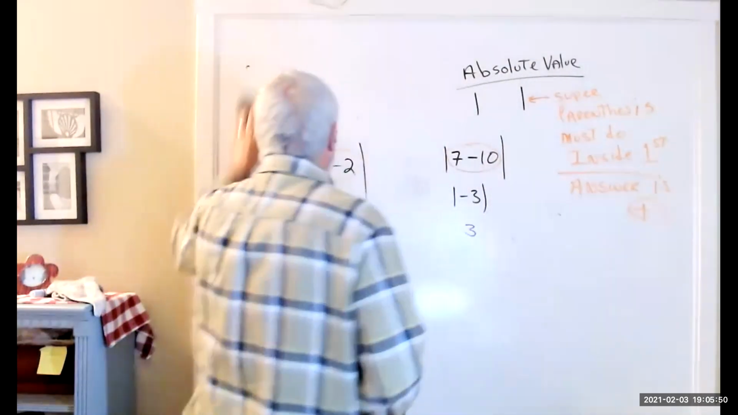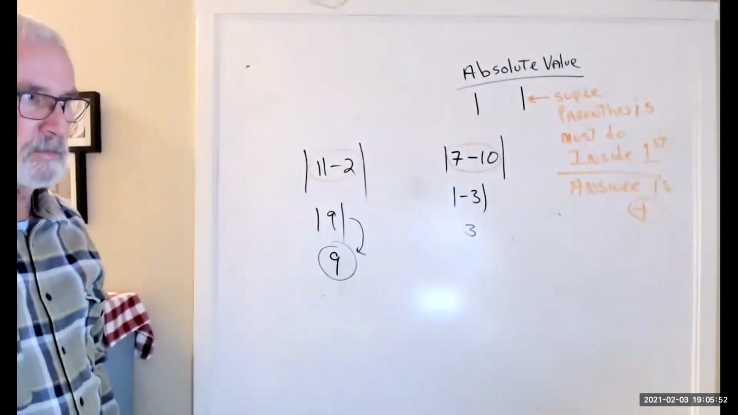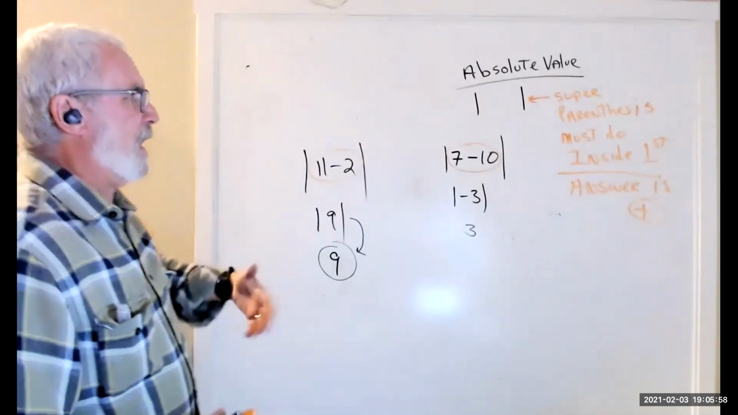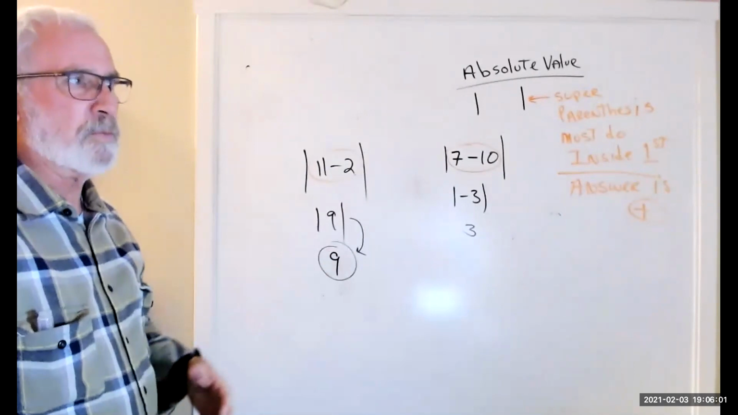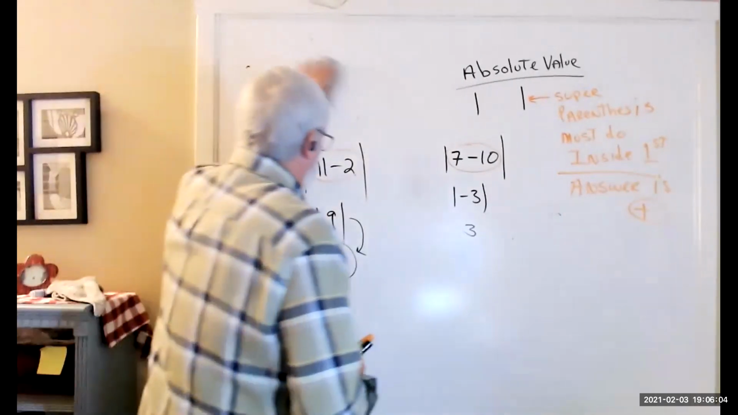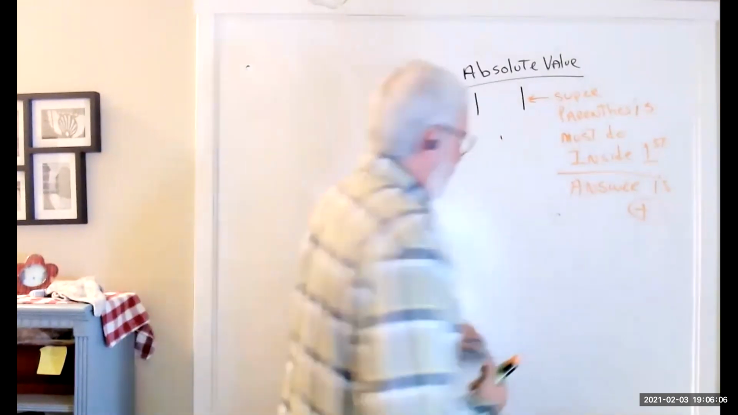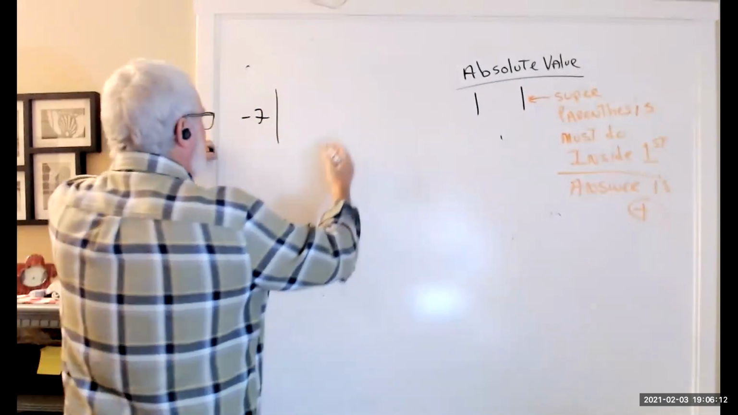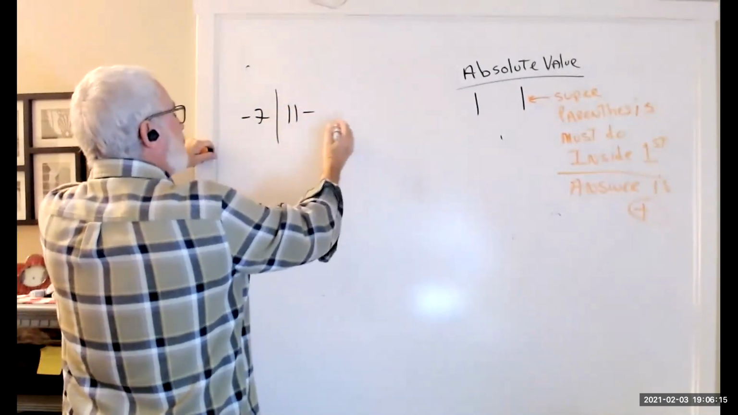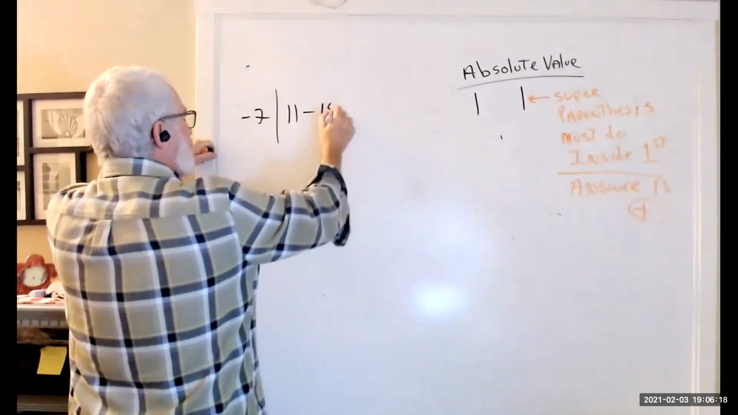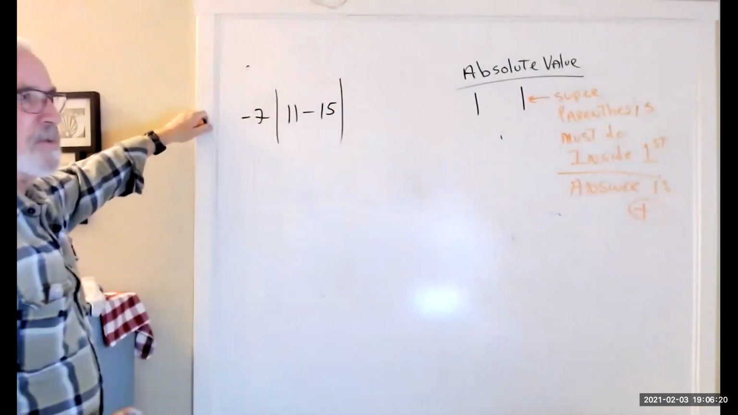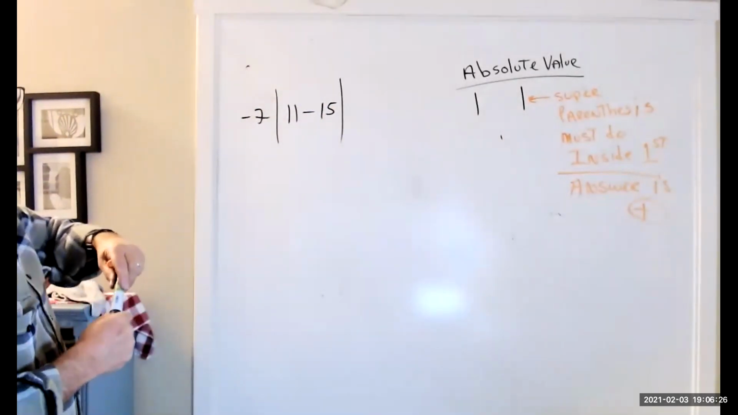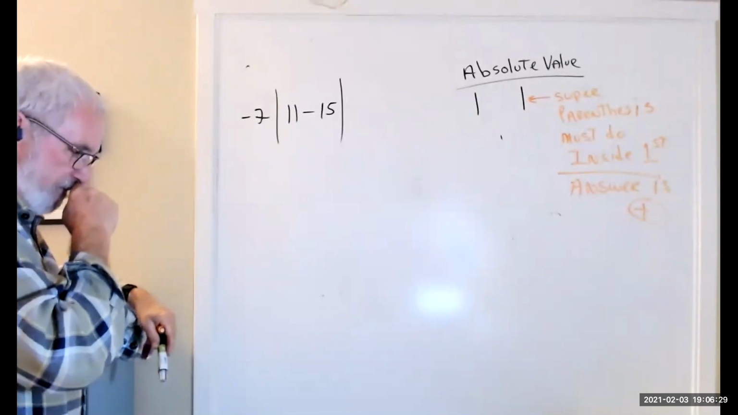Okay. Anybody else? Any other questions? Okay. Don't delude yourself into thinking the answer to an absolute value problem is always positive. Let me show you what I'm talking about. What if we had negative 7 times the absolute value of 11 minus, let's say 15, something like that. Do you guys want to try it? Take a second and see if you can get it. Take like 1 minute.